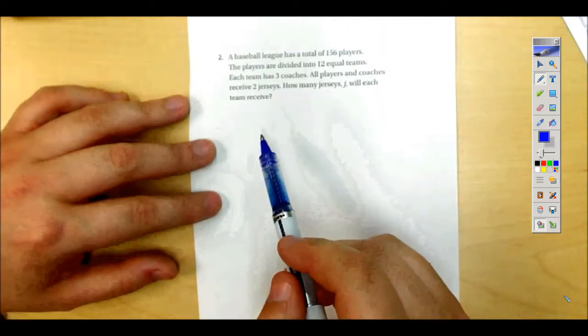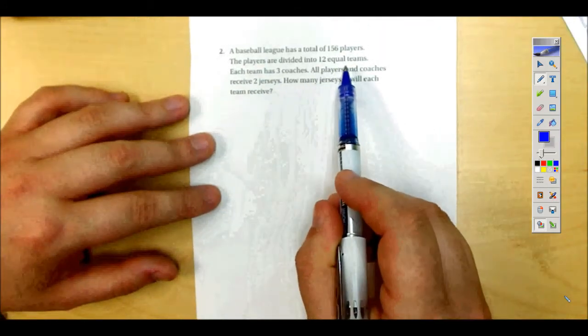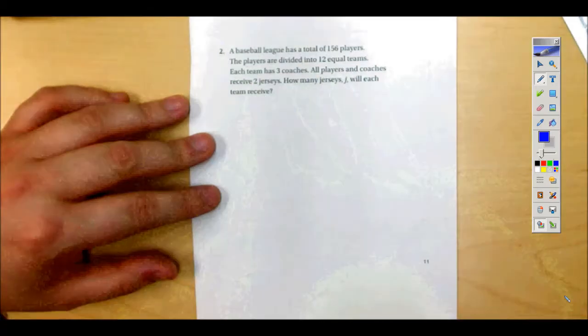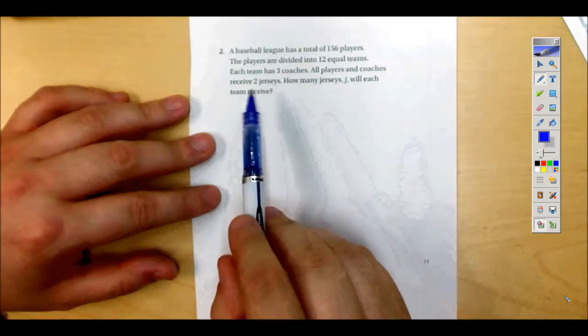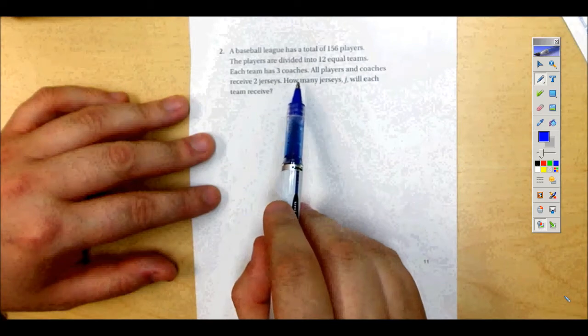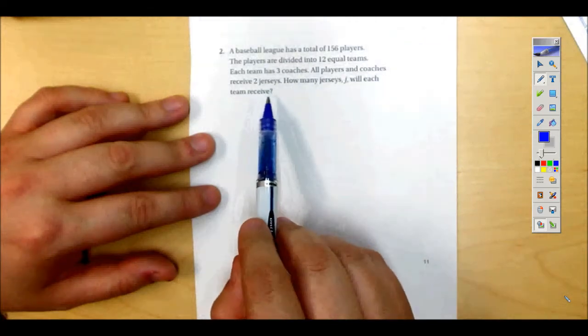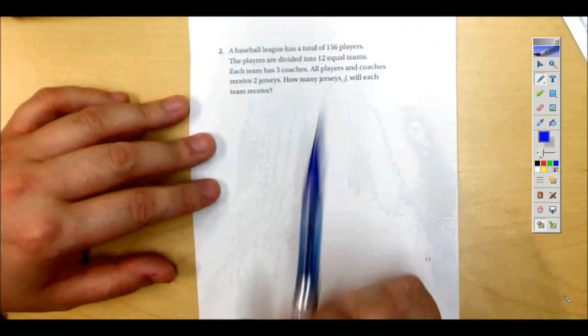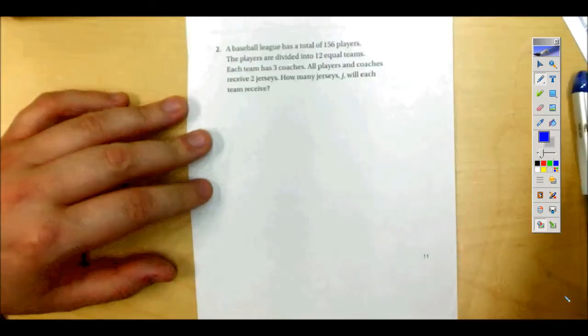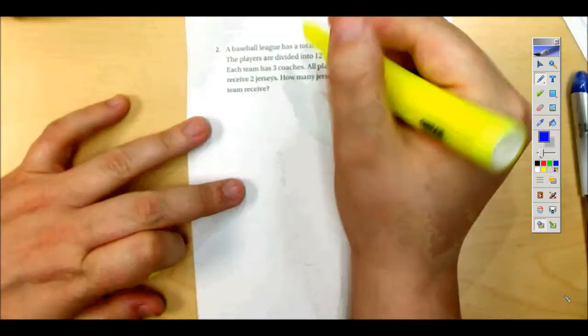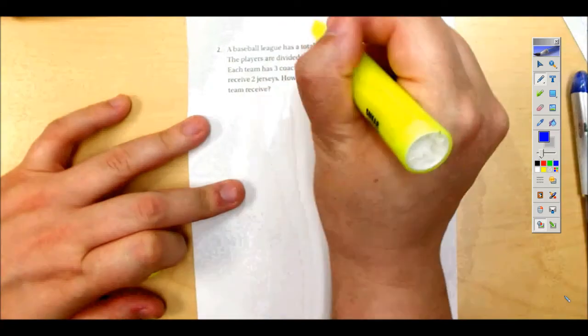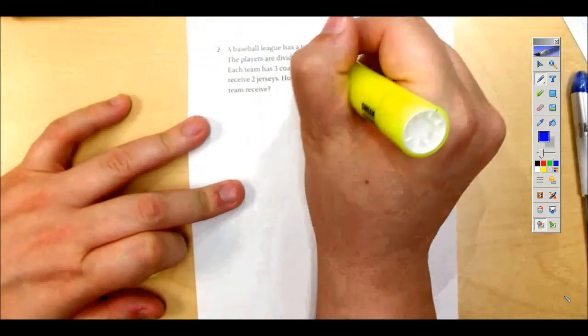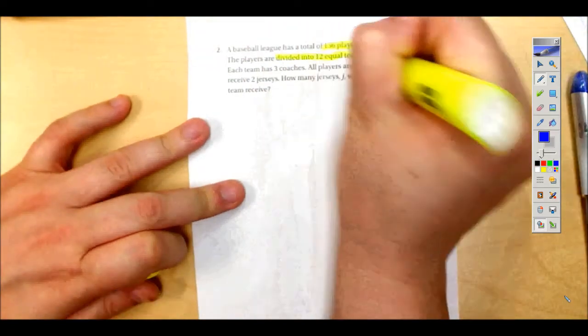A baseball league has a total of 156 players. The players are divided into 12 equal teams. Each team has 3 coaches. All the players and coaches receive 2 jerseys. How many jerseys, J, will each team receive? Okay, so that's a lot of information. I'm going to highlight the first part. Baseball league has a total of 156 players, and they're divided into 12 equal teams.